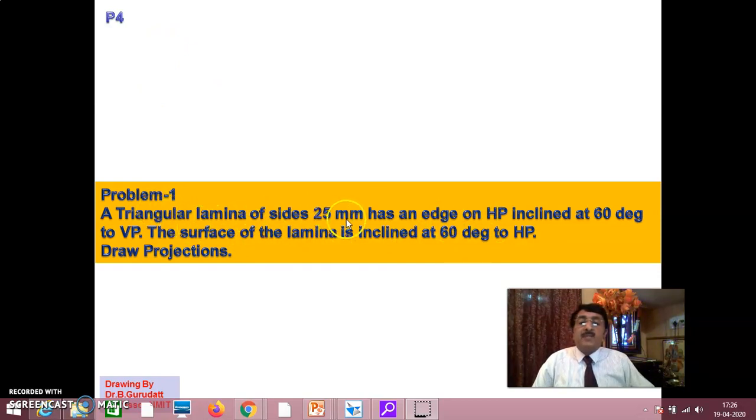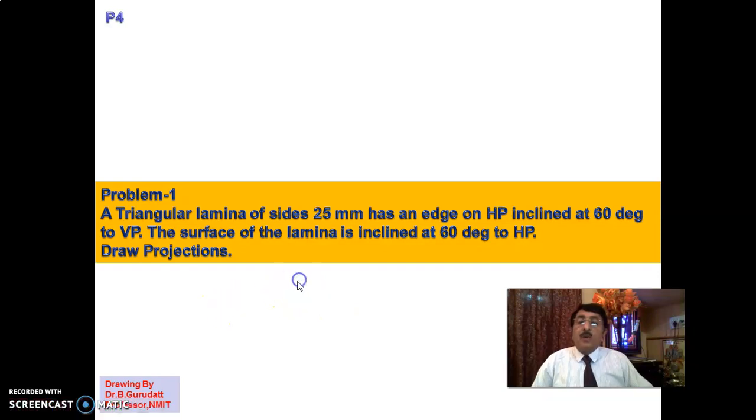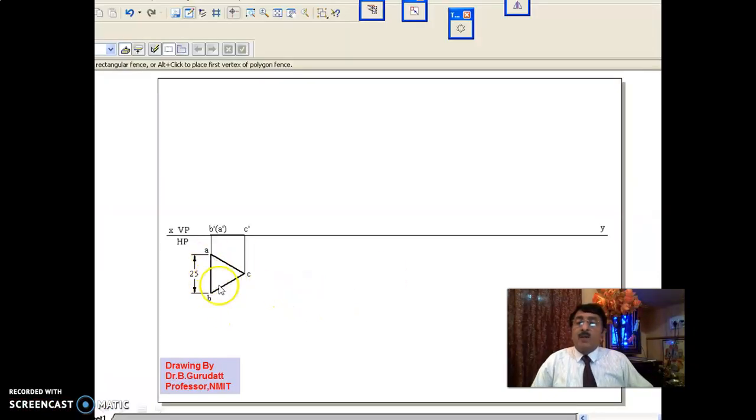A triangular lamina of size 25 has an edge on HP inclined at 60 degrees to VP. The surface of the lamina is inclined at 60 degrees to HP. Draw projections. Now, blindly draw this. First draw the XY line, with VP and HP. Draw one triangle of 25 mm side. This is 25, this is 25, this is 25. In Solid Edge, you give length 25 under angle minus 30.